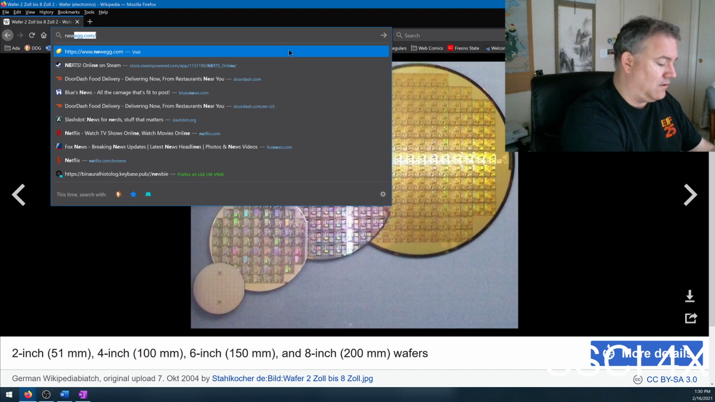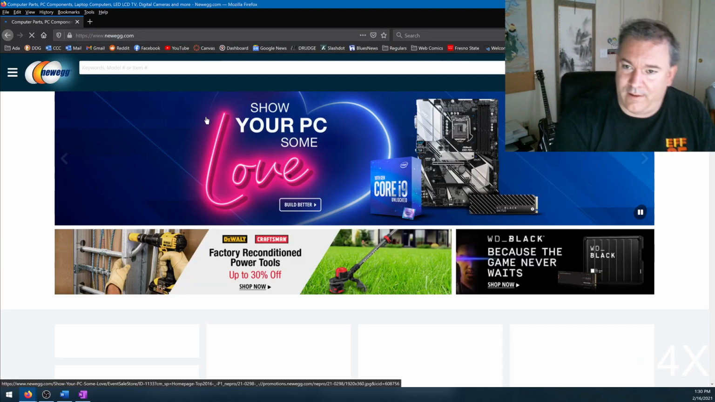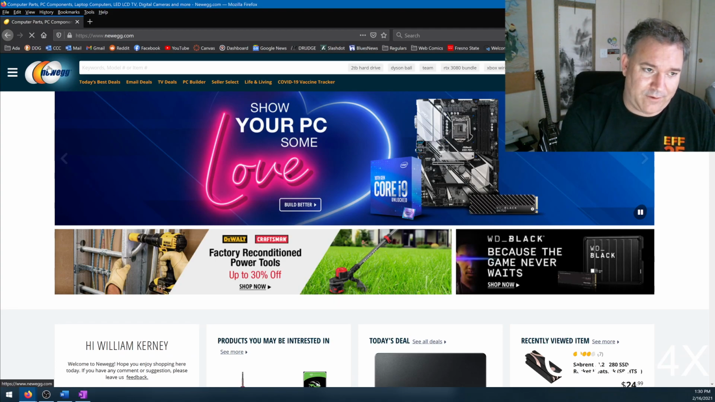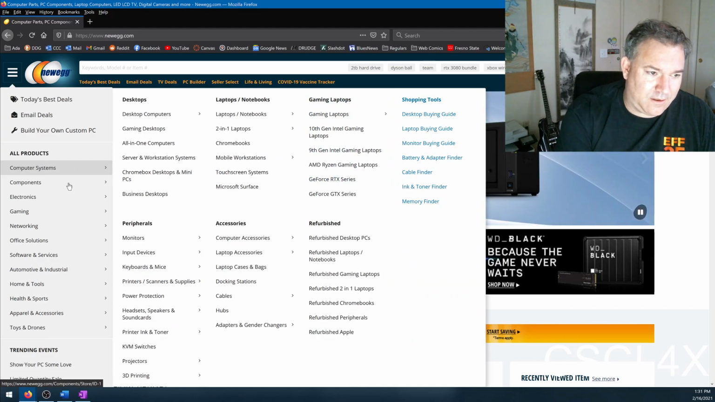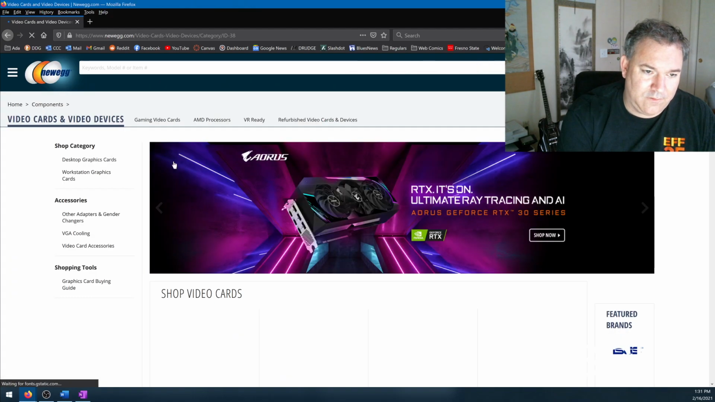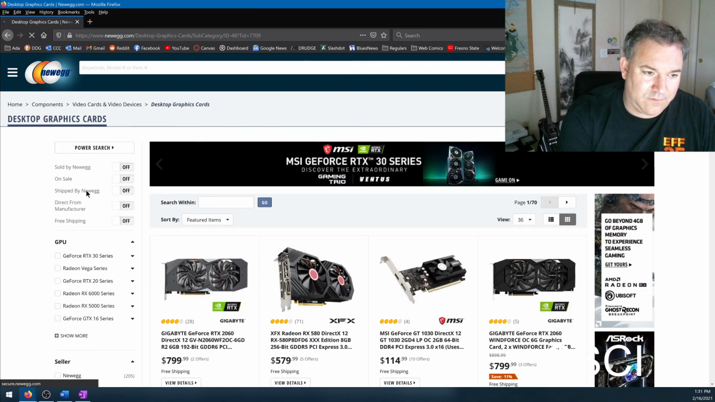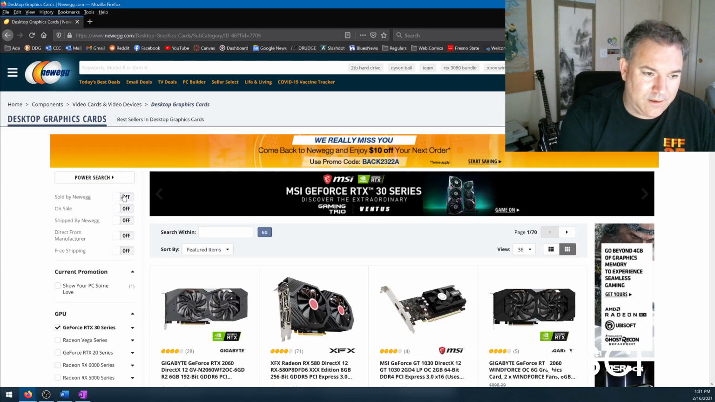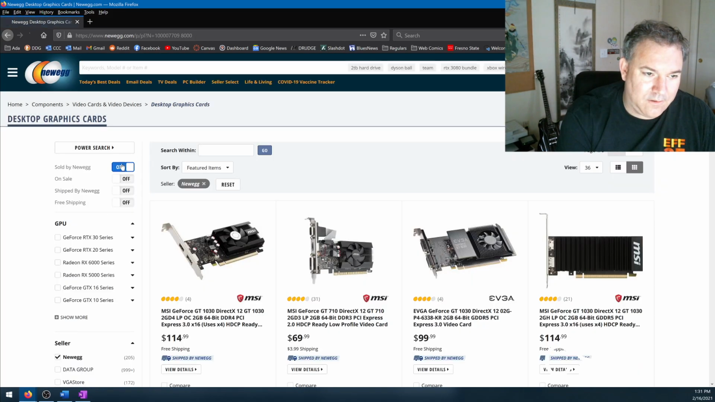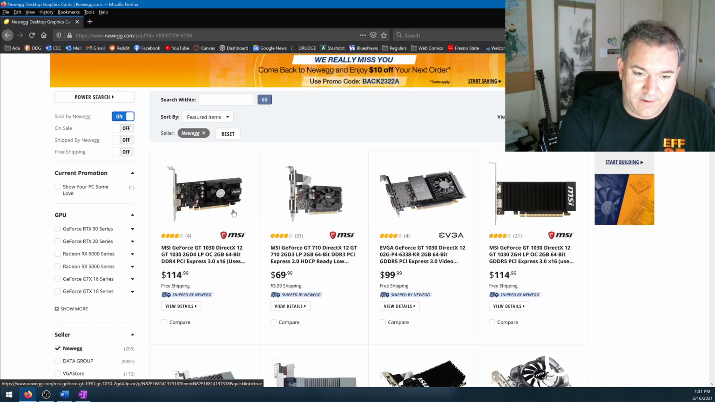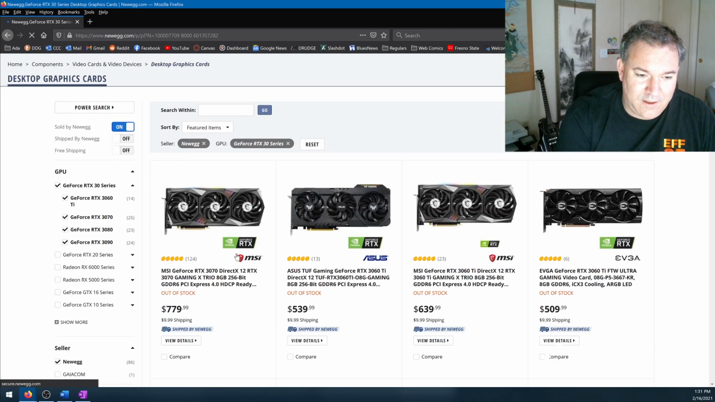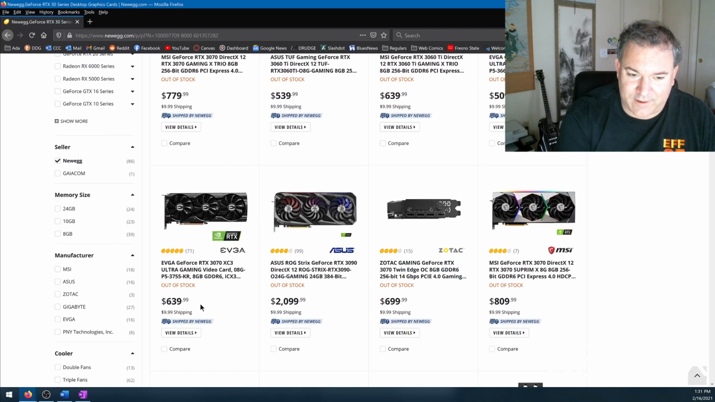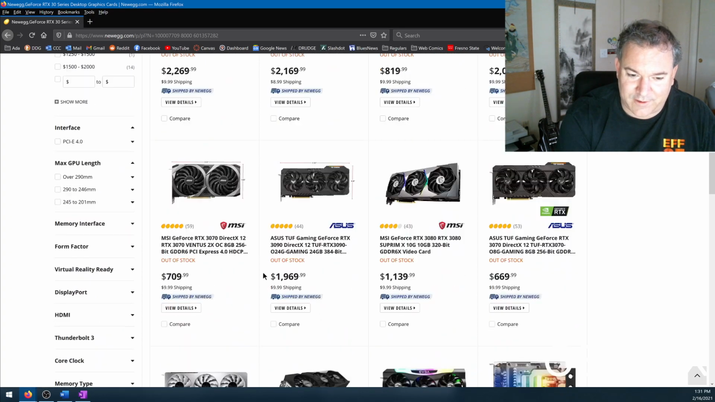If you go to Newegg, the 30 series of NVIDIAs came out half a year ago at this point, something like that. Components, video cards, desktop graphics, GeForce 30 series, sold by Newegg. They used to have an option for in stock. That is not a 30 series. Okay. Show some PC some love. Out of stock, out of stock, out of stock, out of stock, out of stock.